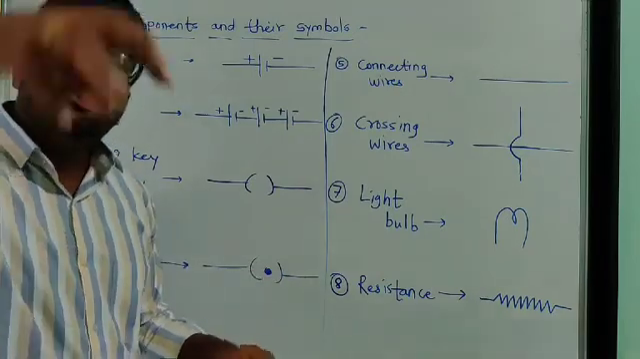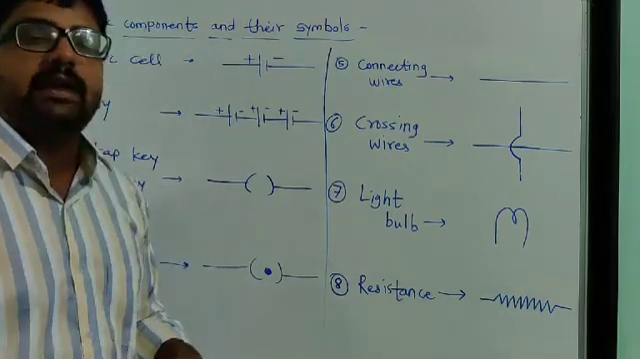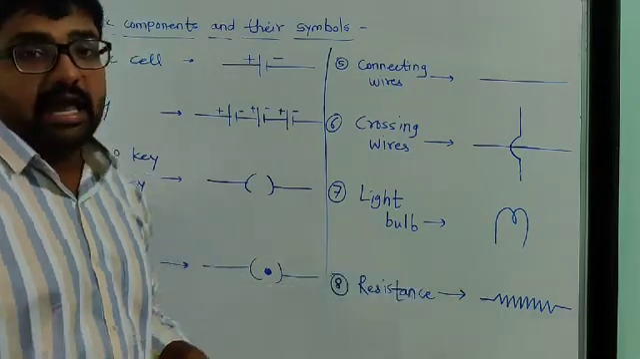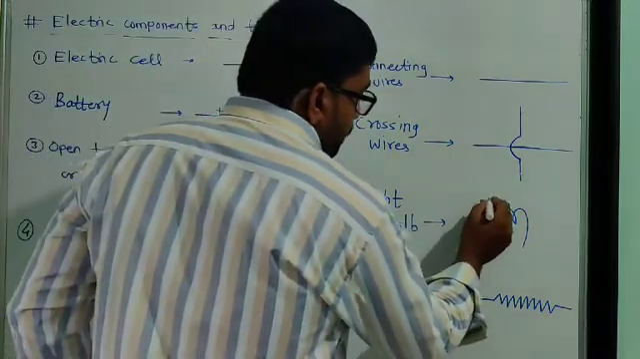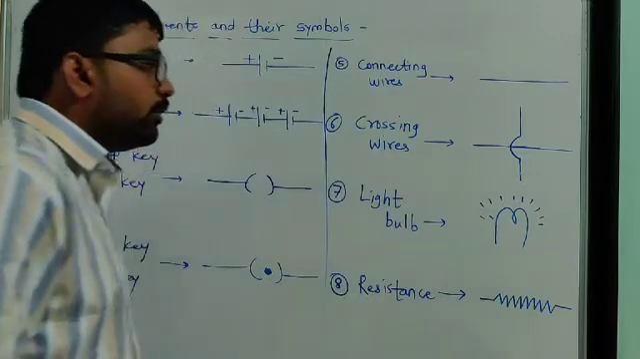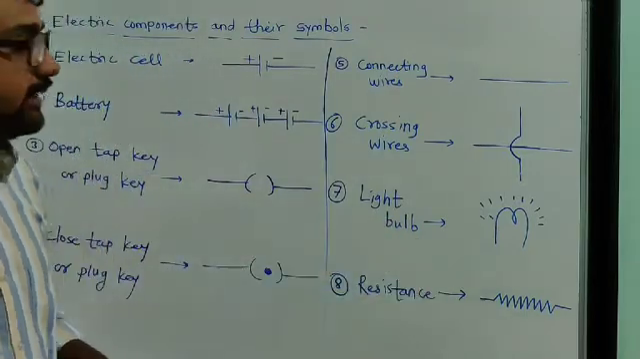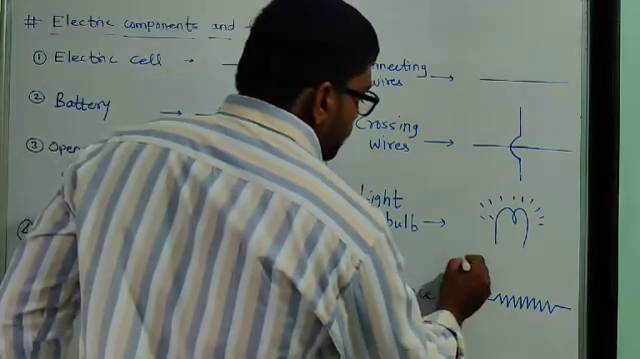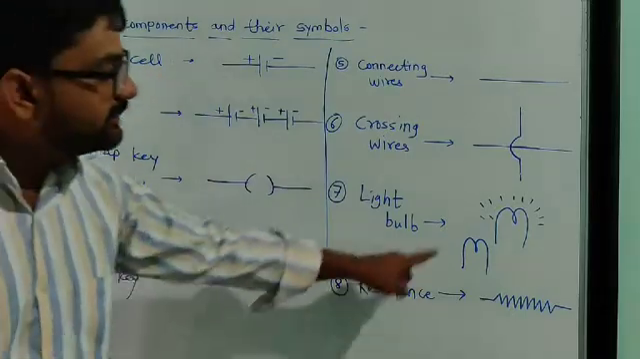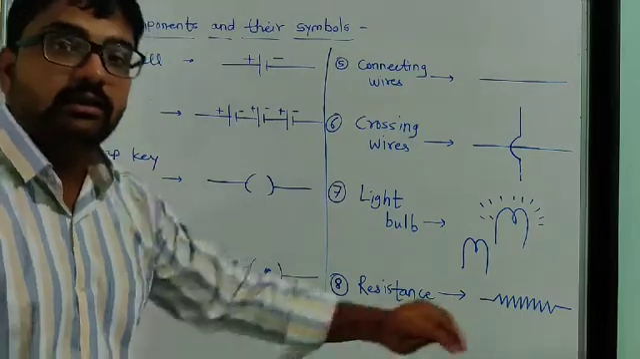So simply, if you connect a light bulb in an electric circuit, and electric current is passed through that circuit, at that time this bulb will glow. If the bulb glows, then we can say that electric current is passing through that circuit. And if that bulb does not glow, it means that electric current is not passing through that circuit.